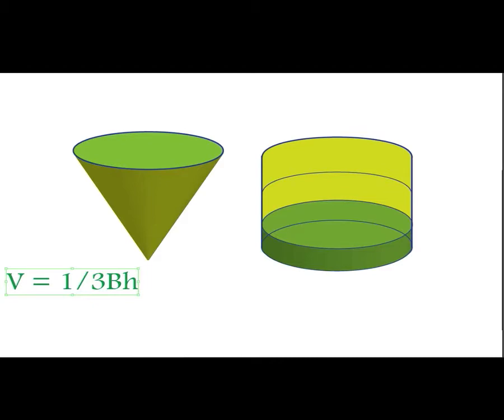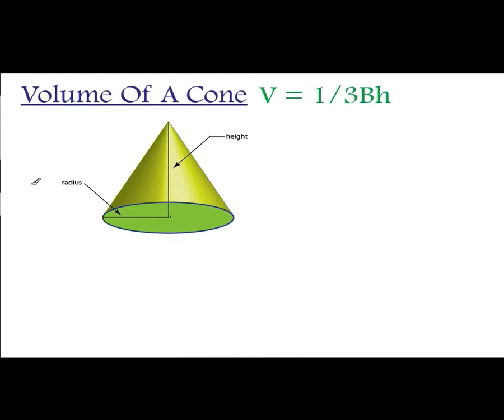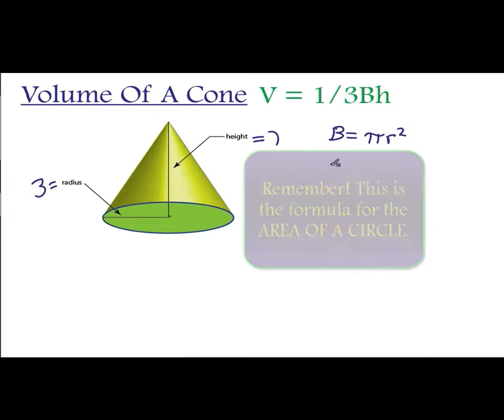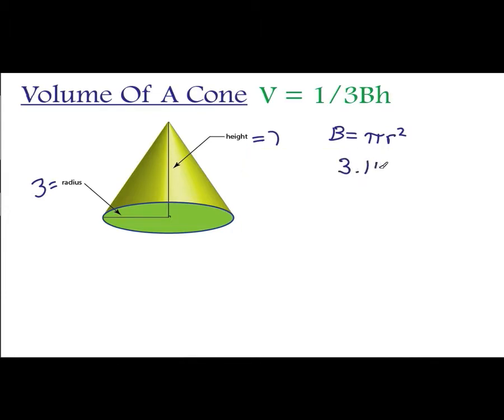Pretty neat. So let's go ahead and actually solve a problem for finding the volume of a cone. For this example, we're going to use 3 for the radius and 7 for our height. Now remember, the big B stands for a two-dimensional formula, and here it's going to be for a circle, which is pi r squared. So let's fill in here. We know that pi is 3.14, and we're going to multiply by our radius of 3 squared. Well, 3 squared is equal to 9.